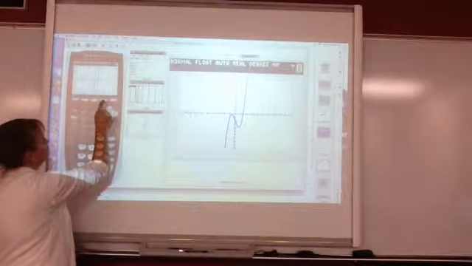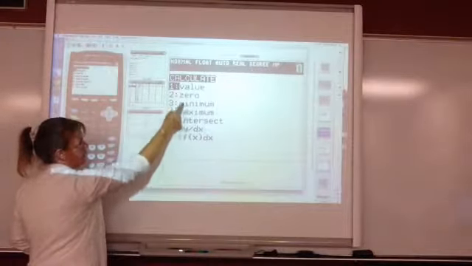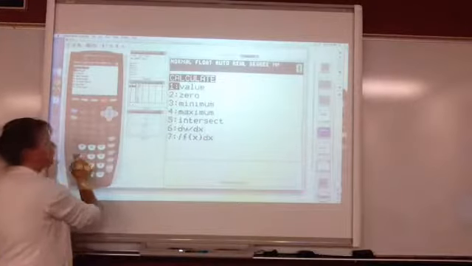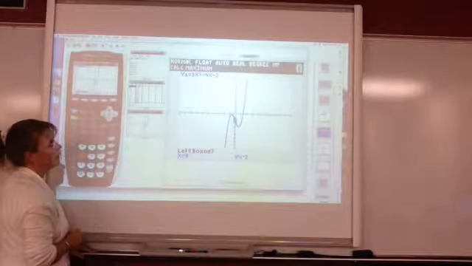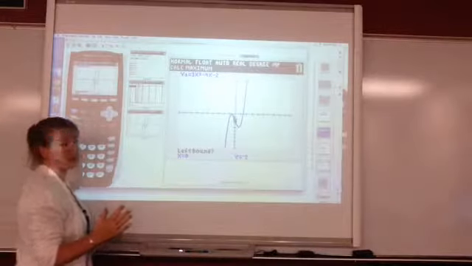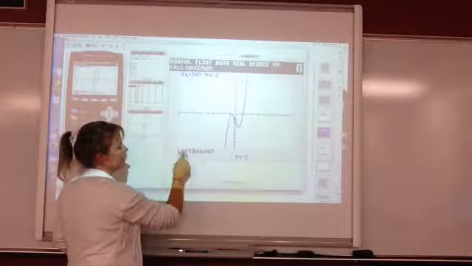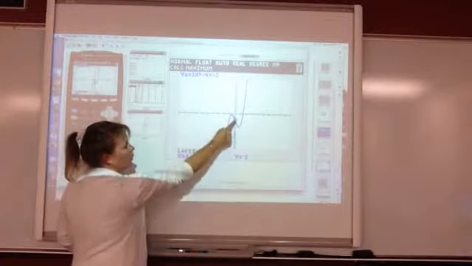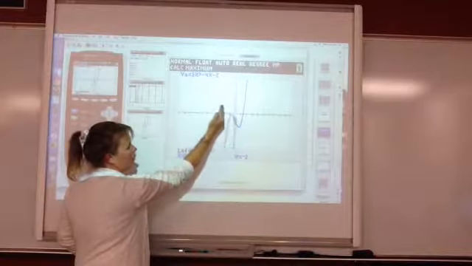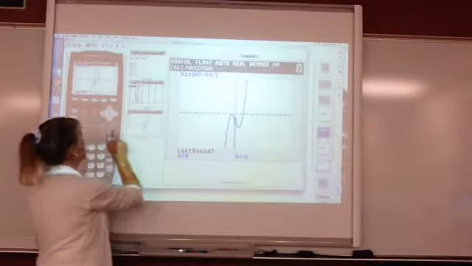So we're going to calculate, second calculate, and you've got the options right there, the minimum and the maximum. We want number 4, the maximum. Because it's relative, we can't just find the maximum on the whole graph. We have to find the maximum in an area, and it's asking you, what is the left boundary? Well, right there, it's too far to the right. If we want to know in the general area, the left boundary and the right boundary.